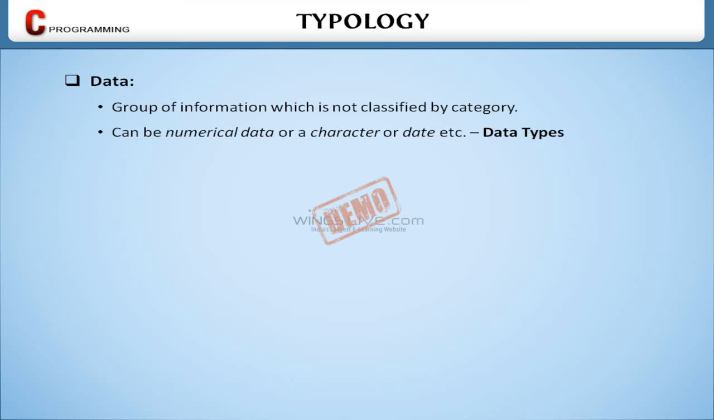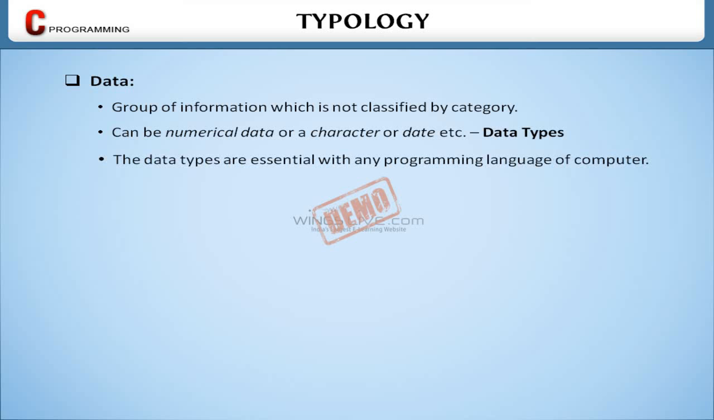All programming languages have data types, which can differ with the language. Data types are essential for any computer programming language. Without them, it becomes very difficult to maintain information in a computer program. The C programming language provides two types of data: fundamental types and derived types. Let us discuss these one by one.